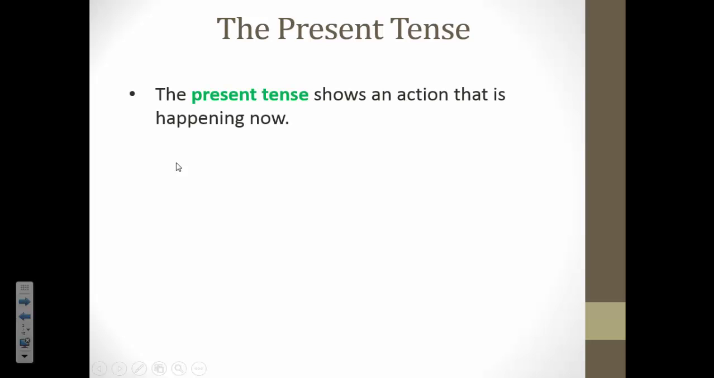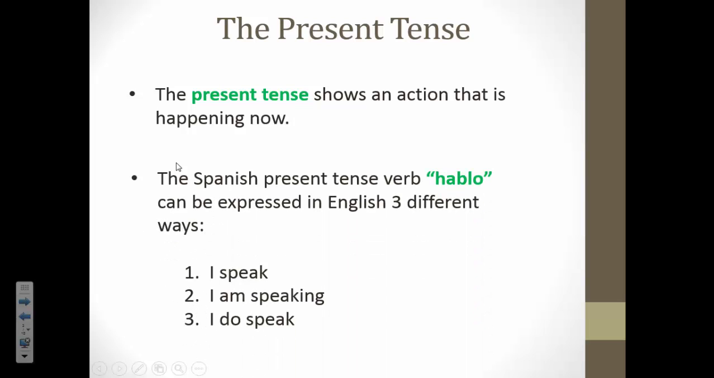Well, let's talk about the present tense. We've already talked about how to conjugate AR verbs in the present tense. And the present tense shows an action that is happening now. That's why it's called the present.